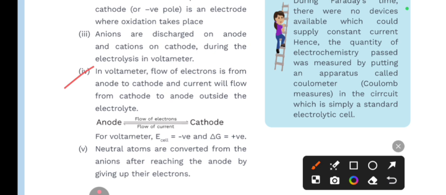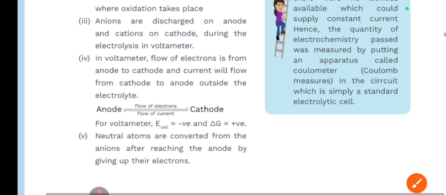So in the voltameter the flow of electrons is from anode to cathode. Why is it so? Because the anode always carries out oxidation, and oxidation means removal of electrons. So electrons will move from anode to cathode. And current shows the opposite direction to the flow of electrons. That's why current will flow from cathode to anode. So you can see here that electrons flow from anode to cathode, but current flows from cathode to anode.